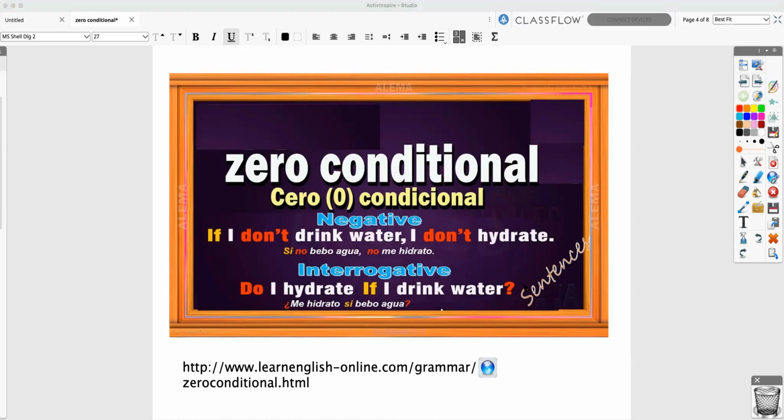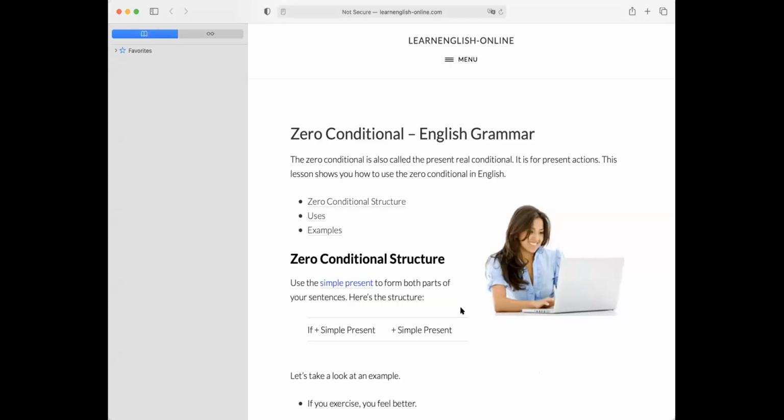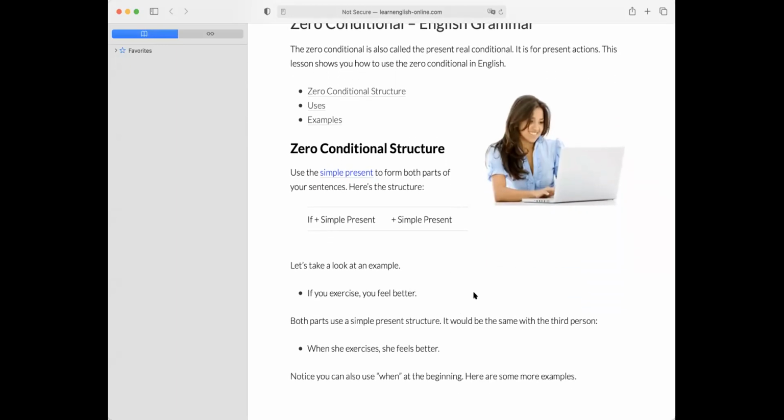So until this part, students, I'm going to change the image because I want to share with you another brief explanation about this one, which is zero conditional. Remember that we use the simple present to form both parts, the first and the second parts, using simple present tense. Here's the structure: if plus simple present, which is the if clause, and the second simple present sentence, okay? Entonces la misma estructura que discutimos.